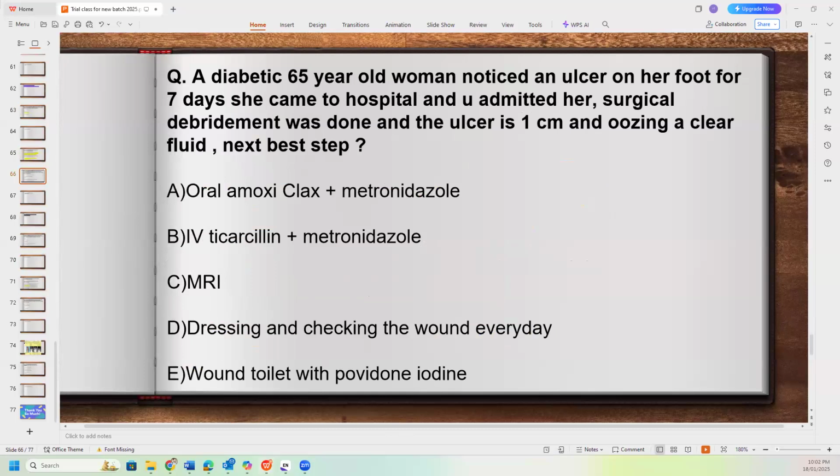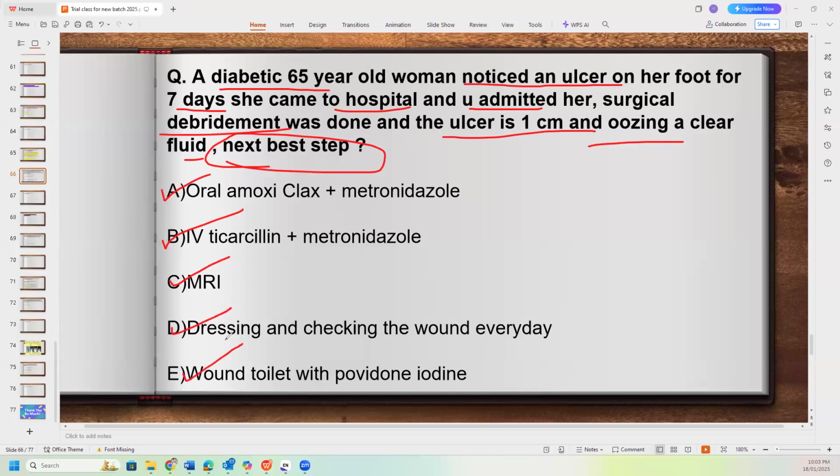All righty. Next question. A diabetic 65-year-old woman noticed an ulcer on her foot for 7 days. She came to hospital and you admitted her. Surgical debridement was done and the ulcer was then 1 centimeter and it was oozing a clear fluid. What do you want to do next? Give her oral antibiotics, give her IV antibiotics, do an MRI to rule out osteomyelitis, do dressing and checking of the wound every day, or do wound toilet with iodine.